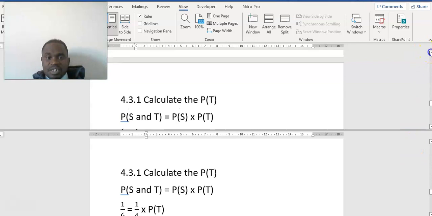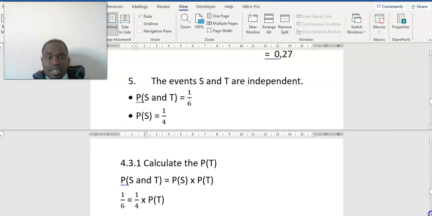For us to calculate the probability of T, we've been given information, so we'll make use of it. They told us that events S and T are independent. For two events to be independent, the probability of S and T should be equal to the probability of S times the probability of T. This is the independence rule. So here we have the probability of S and T, it's going to be the probability of S times the probability of T.